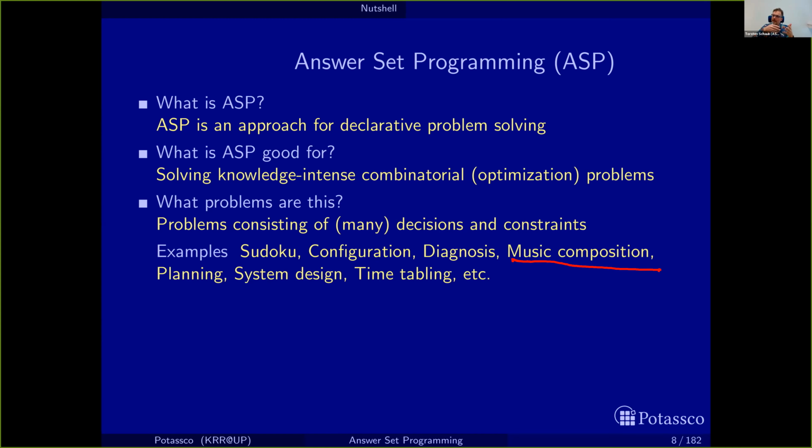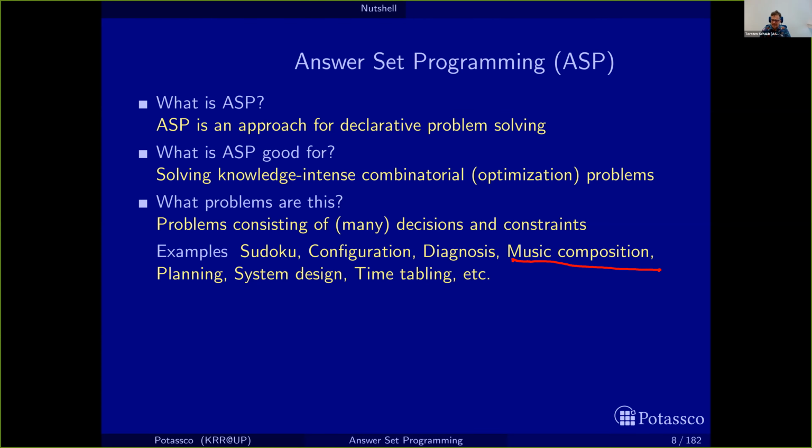And of course, the way you choose the notes and put the next one follows a certain pattern in certain music styles. Depending on the style that you choose, you encode different rules, and then different music comes out. Feel free to go to our website to test this out. And otherwise, I think we have the standard combinatorial problems on configuration, diagnosis, planning, timetabling, etc.